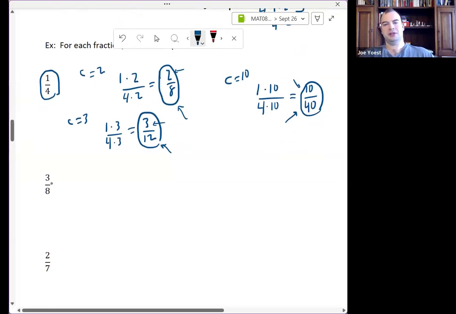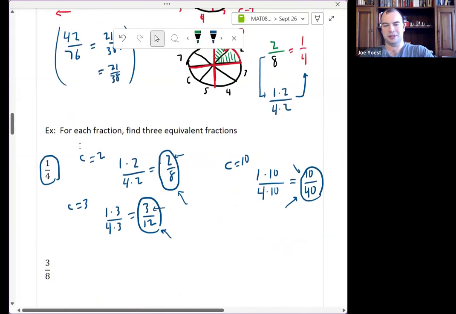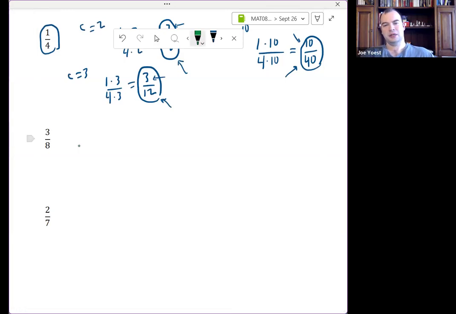Okay, if we think of something like 3/8, again, I can pick different numbers for c however I like, but I'll probably choose ones that are fairly easy to multiply by. I'll pick different numbers for c, like maybe 2, for instance. That's a pretty good one to pick. I can get an equivalent fraction by multiplying by 2 on both the top and the bottom, the numerator and the denominator. And I see that this is 6 divided by 16.